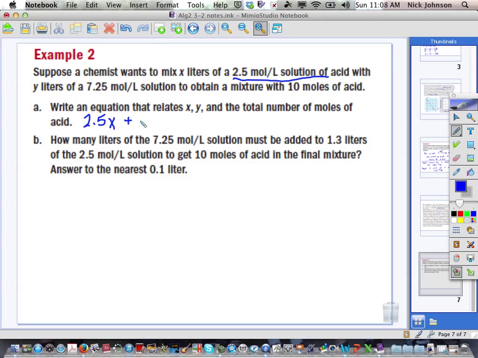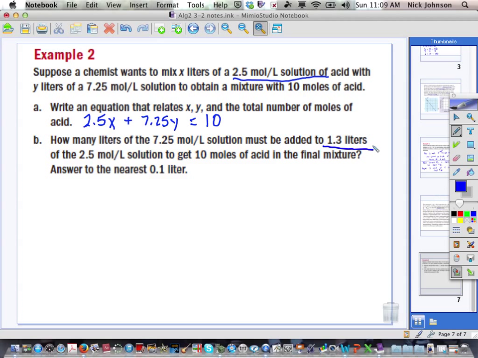Plus, I have 7.25 mole per liter solution, and I don't know how much of that I need. So that is going to be my y, because it's not going to be x since I need a different amount. I want to obtain the mixture of 10 moles of acid. So I want to mix 2.5 and 7.25 to give me 10 moles of acid. It says how many liters of the 7.25 mole per liter solution must be added to 1.3 liters of the 2.5 to get 10 moles of acid in the final mixture. Answer to the nearest 0.1.